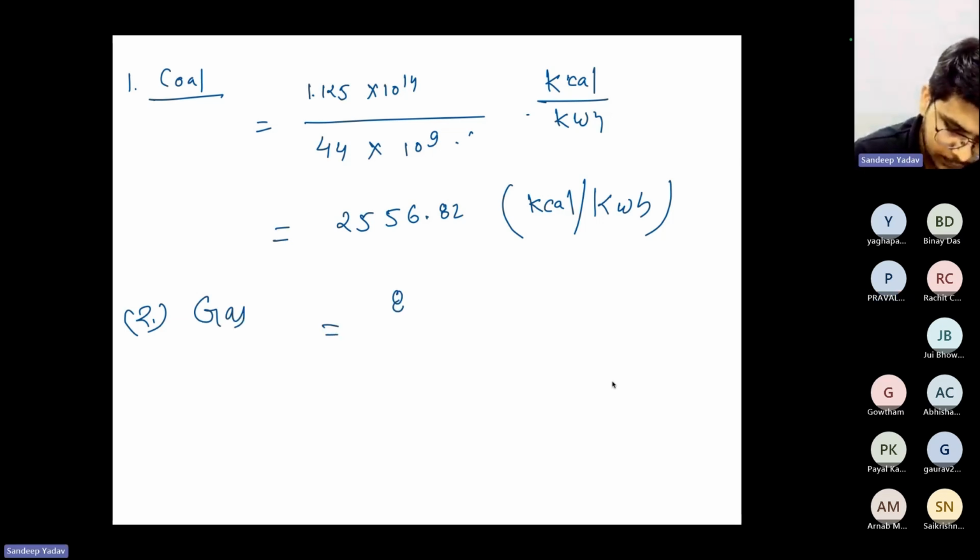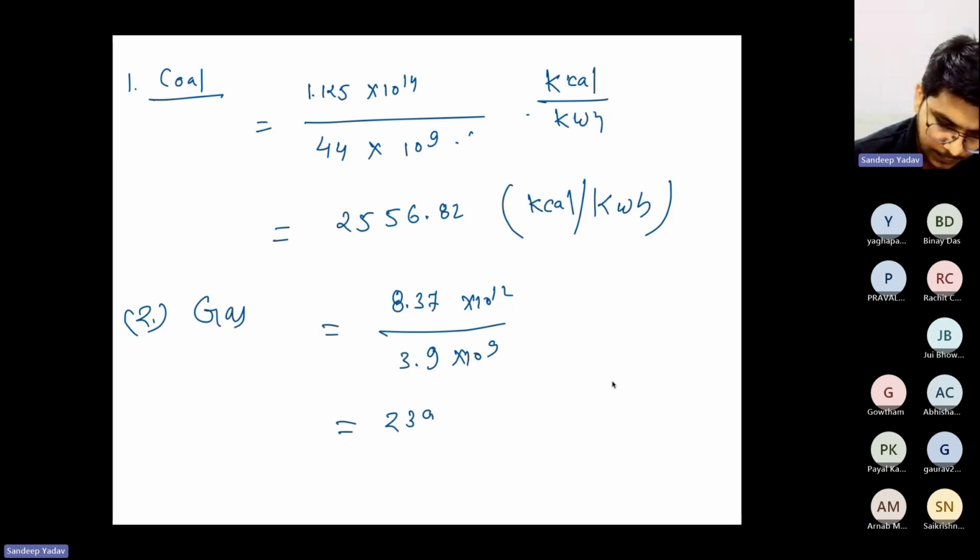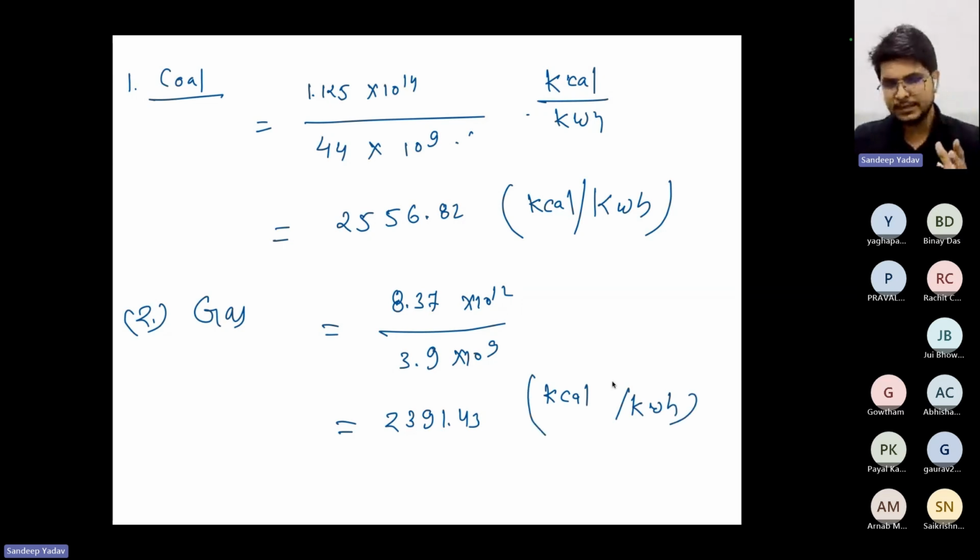Now let's calculate quickly for the gas also. For the gas, it is 8.37 into 10 raised to power 12, which we have just seen, divided by 3.5 into 10 raised to power 9. That will be 2391.43 kilocalorie per kilowatt hour. So what is the physical significance of the heat rate? It is the amount of heat that we give in the power plant to generate 1 unit of electricity. So here you can see the comparison: to generate 1 kilowatt hour of electricity from coal, we need a higher heat rate as compared to the gas power plant.